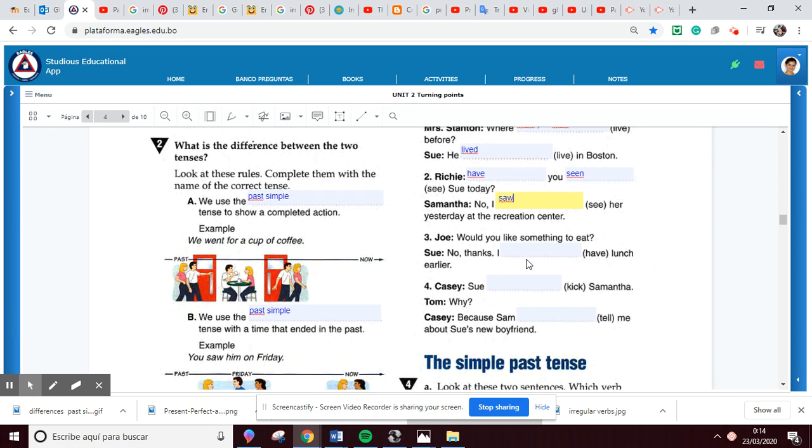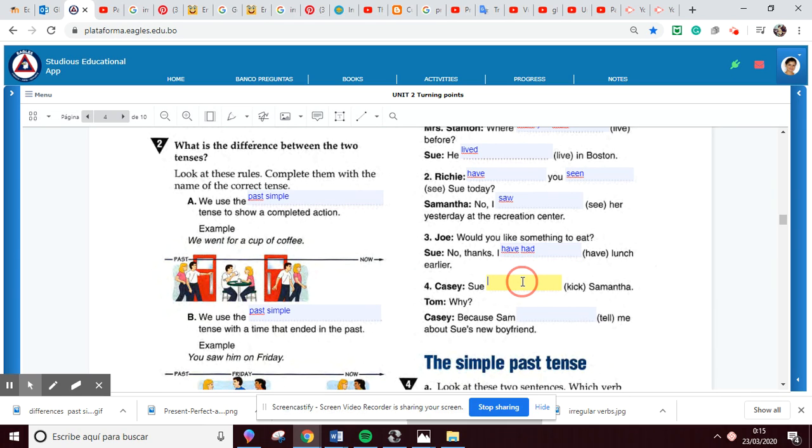So how about number 3? Would you like something to eat? No thanks. I've had lunch earlier. I've had lunch earlier. "Earlier" is telling you that the action happens in the past, but it's connected to the present. So I have had lunch earlier.